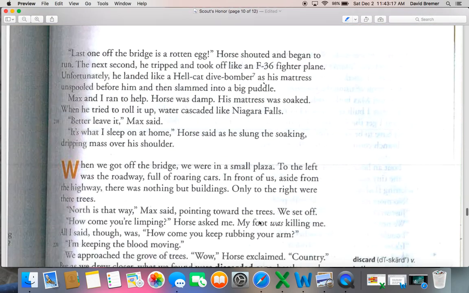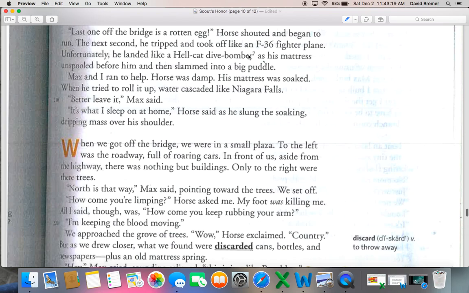Okay. Last one off the bridge is a rotten egg. Horse shouted and began to run. The next second, he tripped and took off like an F-36 fighter plane. Unfortunately, he landed like a Hellcat dive bomber as his mattress unspooled before him and then slammed into a big puddle. Max and I ran to help him.